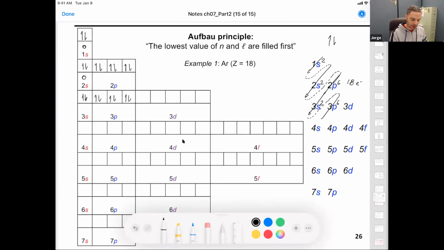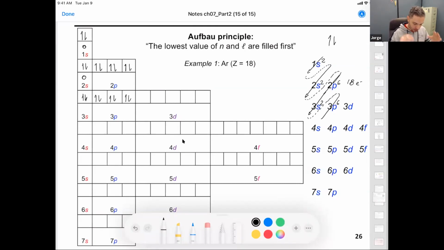Okay, so that's how we start. The reason we start from the 1s orbital and go all the way up is because the 1s has the lowest energy. Okay, and then we move on throughout the energy diagram as needed.